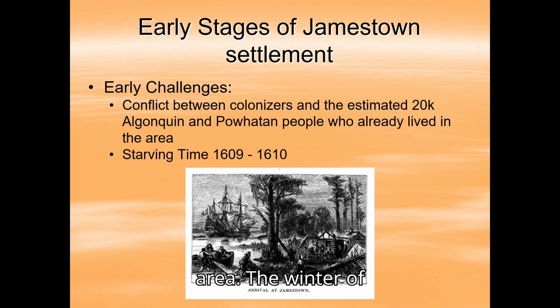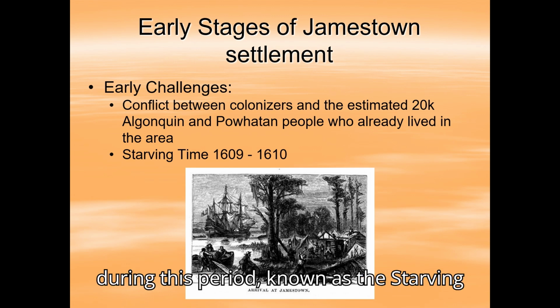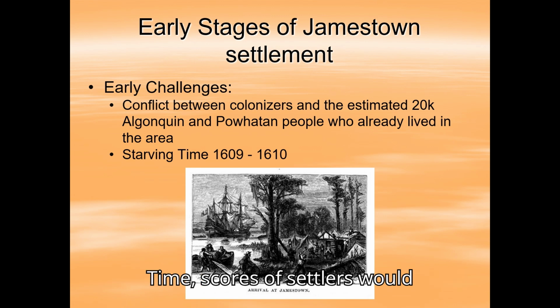The winter of 1609 and 1610 was a particularly brutal winter, and during this period, known as the Starving Time, scores of settlers would succumb to overexposure to the elements, starvation, and disease. An eventual defeat of the powerful Powhatan Confederacy in the spring of 1614 would be one of two major turning points in the fortunes of the Jamestown colony early on.